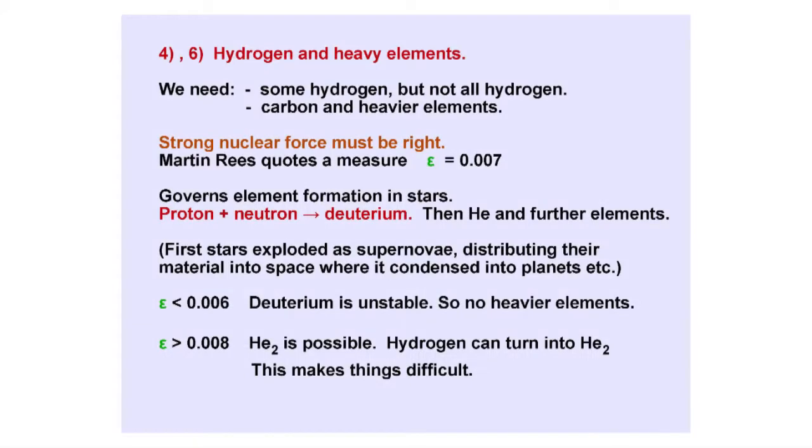Hydrogen and heavy elements. Now, what do we need here? We need some hydrogen, but not all hydrogen, carbon, heavier elements. The strong nuclear force must be right. Martin Rees quotes a measure. That's his number. Ignore the units. The number is what you just want to look at, because if this were wrong, things would go wrong. It governs formation of deuterium, which is essential in the formation of matter, such as we're made of in stars.